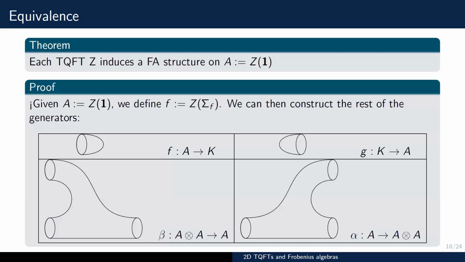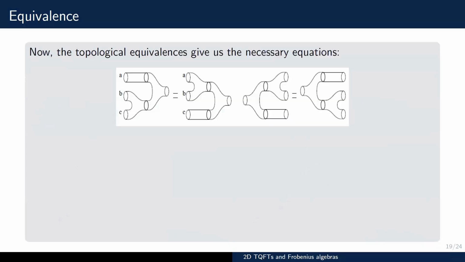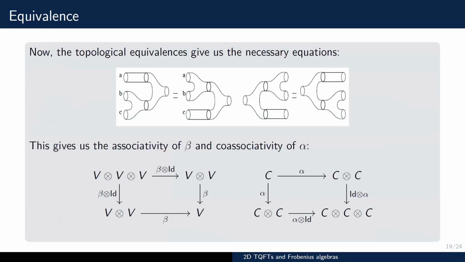These equivalences are going to be given by topological equivalences. So we have the classification of surfaces, which says that given a number of n boundaries, m boundaries, and genus, the two spaces are equal. So we have that the following two cobordisms will be equal. In the first case, we have an equivalence which gives us the associativity of beta. And in the second case, we have an equivalence which gives us the co-associativity of alpha.